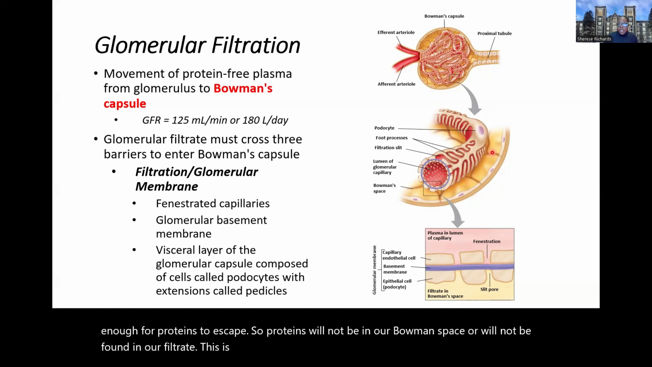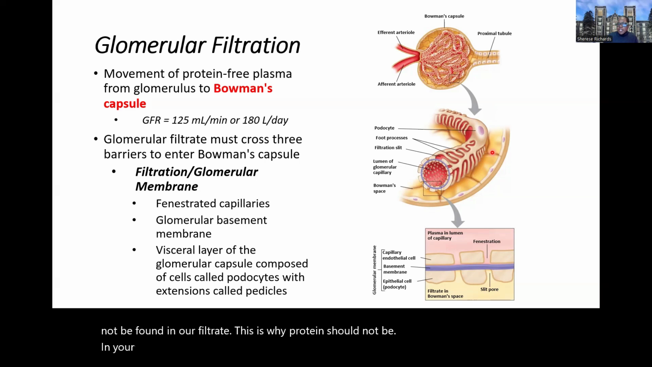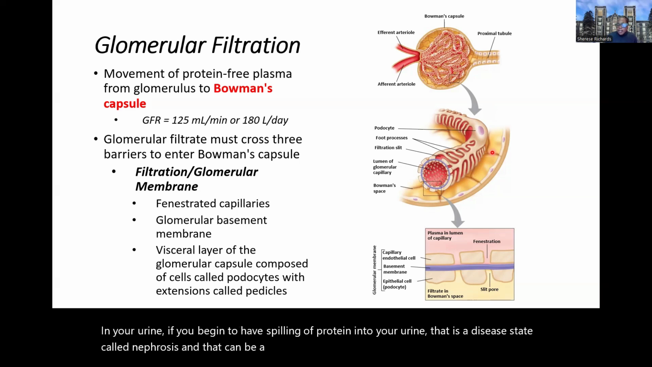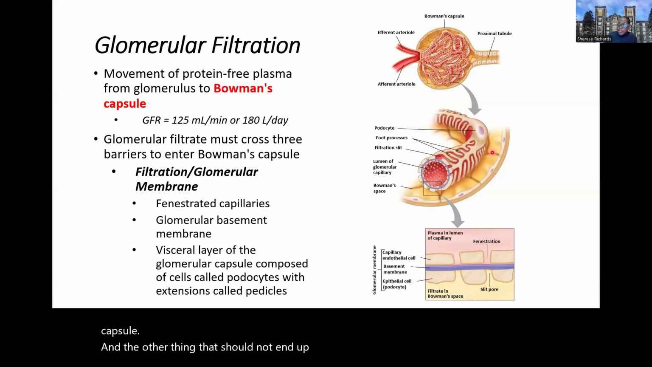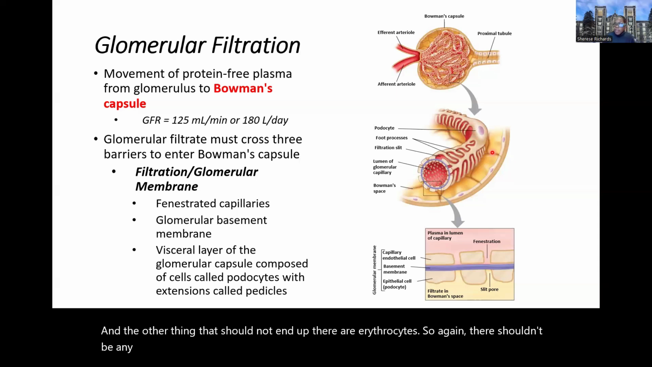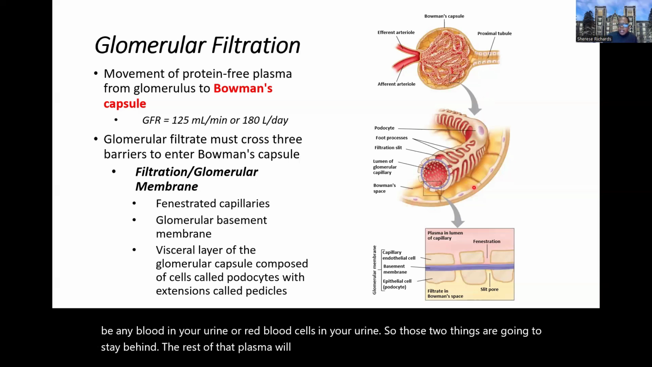This is why protein should not be in your urine. If you begin to have spilling of protein into your urine, that is a disease state called nephrosis. And that can be a symptom of other diseases that we'll get into. But there should not be any protein filtered across your glomerulus or ending up in your Bowman's capsule. The other thing that should not end up there are erythrocytes. So again, there shouldn't be any blood in your urine or red blood cells in your urine. So those two things are going to stay behind. The rest of that plasma will get squeezed across the glomerular filtration membrane or the glomerular barrier.